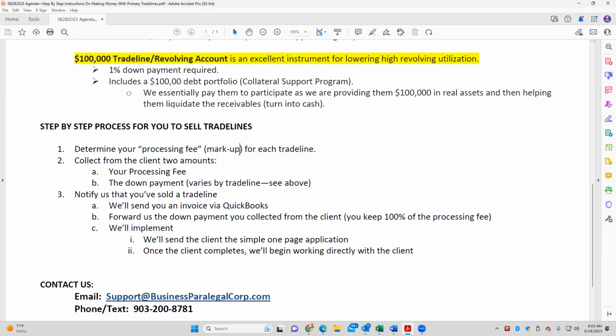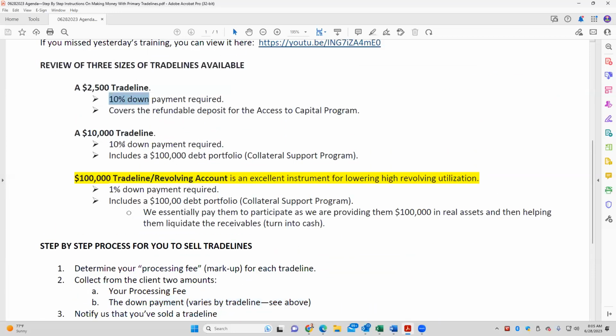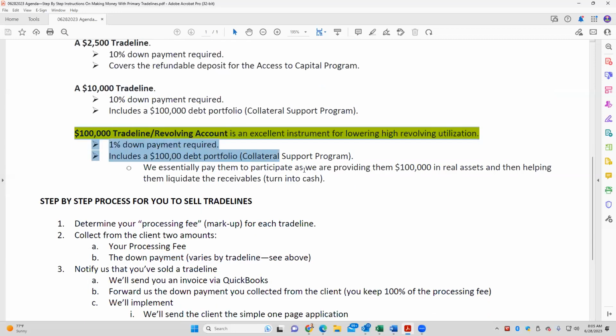Then what you're going to do is collect two amounts from the client. You're going to collect whatever your processing fee is, and then also the down payment. The down payment of each trade line is identified above, right? 10%, 10%, 1%. But again, most of what you're going to do is probably this. So you're going to collect 1% down payment plus whatever your processing fee is. So that money goes into your hands, it's in your pocket immediately, which is awesome.